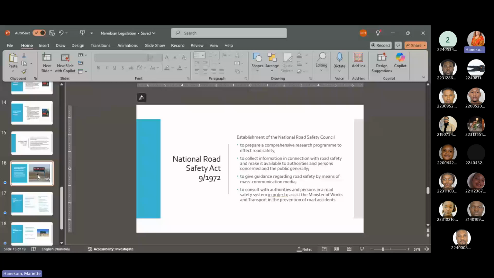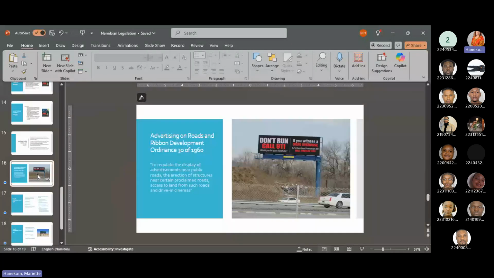A bit of an obscure piece of legislation. We don't deal with it that often, but it does relate to roads, which is why we have included it here. A very, very old piece of legislation, actually even older than I am, goes all the way back to 1960. The Advertising on Roads and Ribbons Development Ordinance. Roads and ribbons, the ribbon, that is the part at the side of the road.